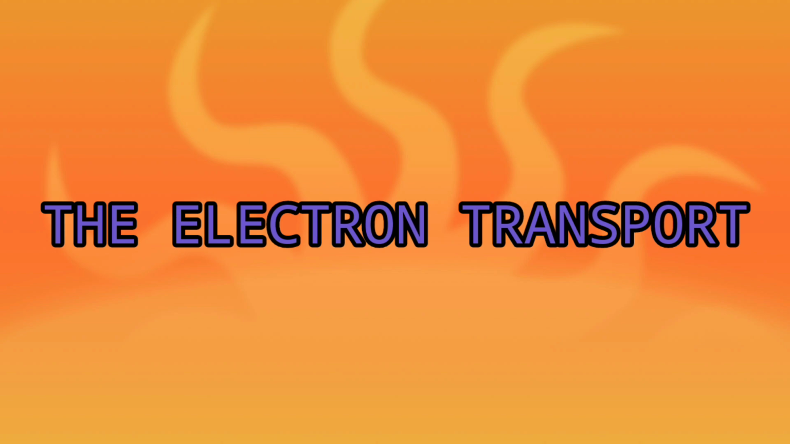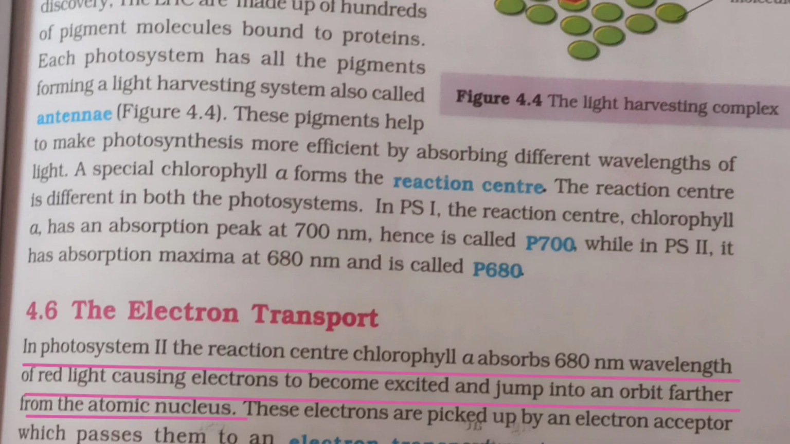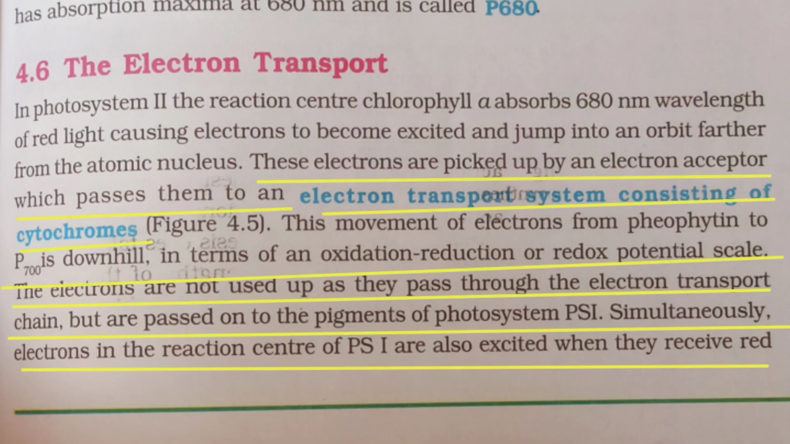In photosystem 2, the reaction center chlorophyll a absorbs 680 nm wavelength of red light, causing electrons to become excited and jump into an orbit further from the atomic nucleus. These electrons are picked up by an electron acceptor, which passes them to an electron transport system consisting of cytochromes.